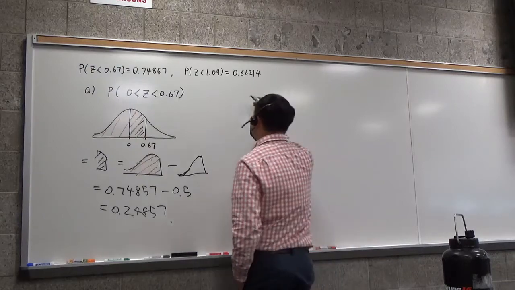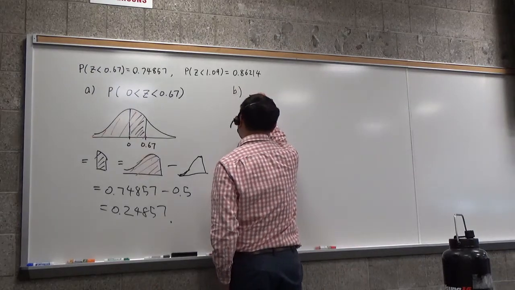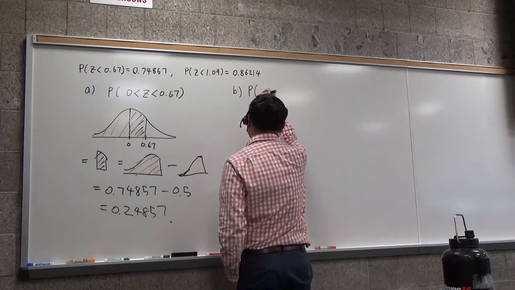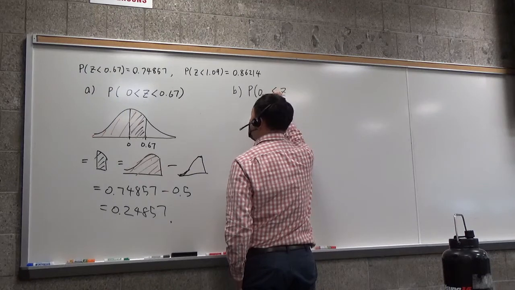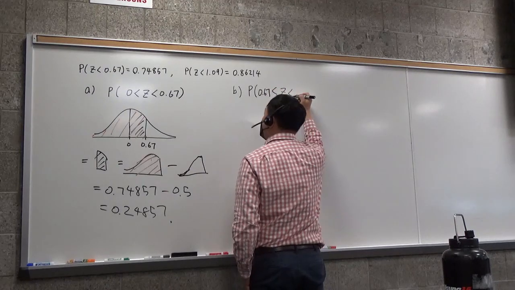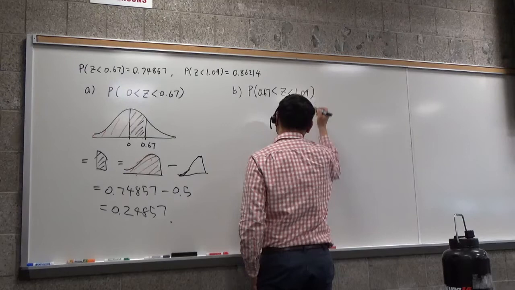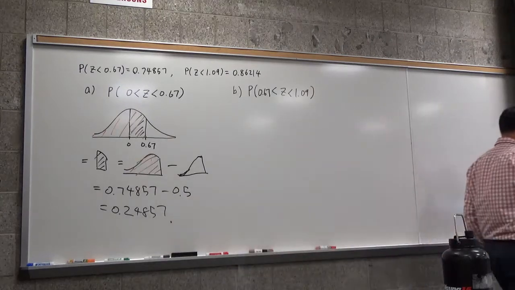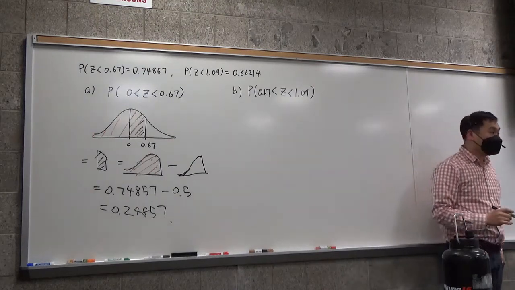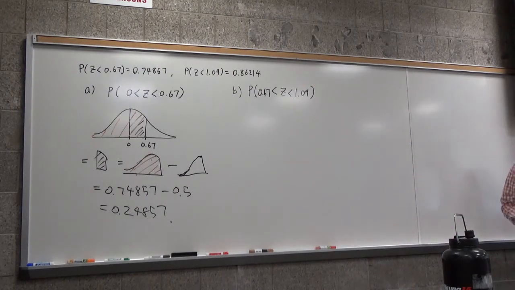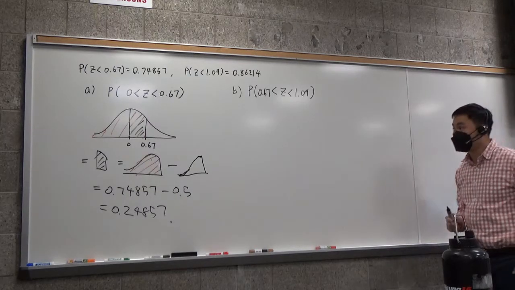Okay, now let's think about the second question. What if I do probability of z between 0.67 to 1.09? Now, I want to give you some time to draw the picture and shade the area that corresponds to that probability, and think about what operations you must do in order to get that.